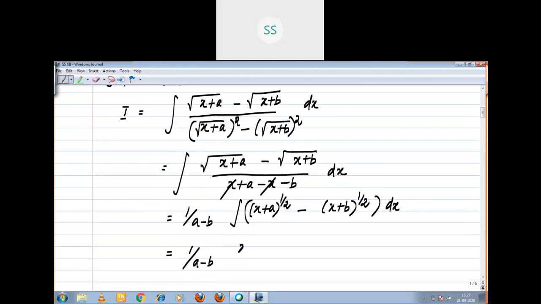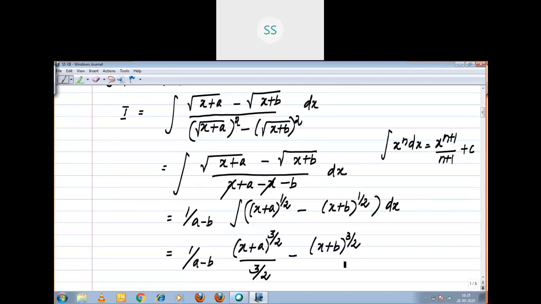Now how you are going to integrate, you see x plus a the whole power 3 by 2 divided by 3 by 2. You know the formula, integral x power n dx equal to x power n plus 1 divided by n plus 1 plus c, minus x plus b the whole power 3 by 2 divided by 3 by 2 plus c. Got it, children?